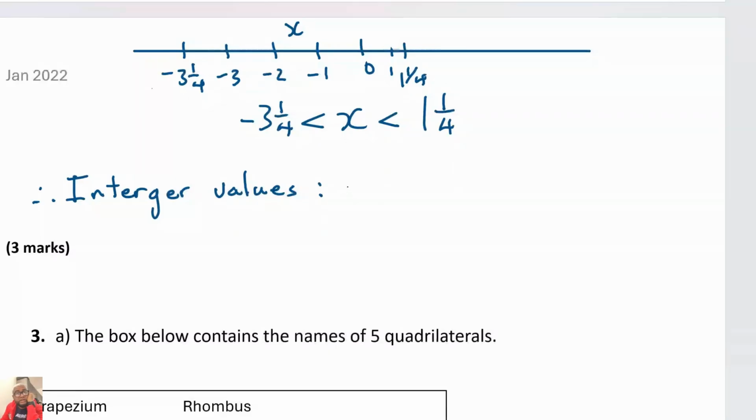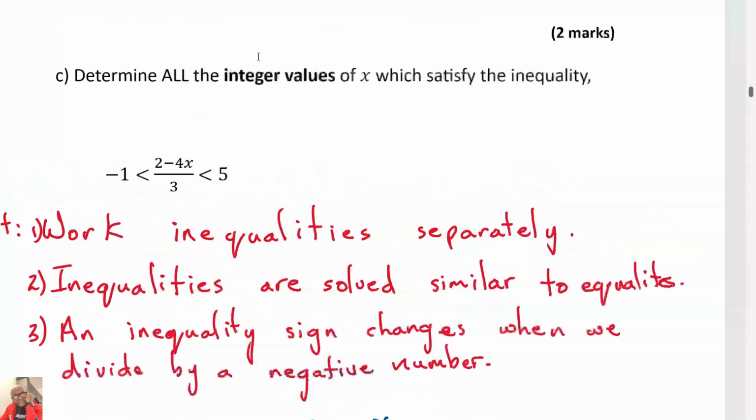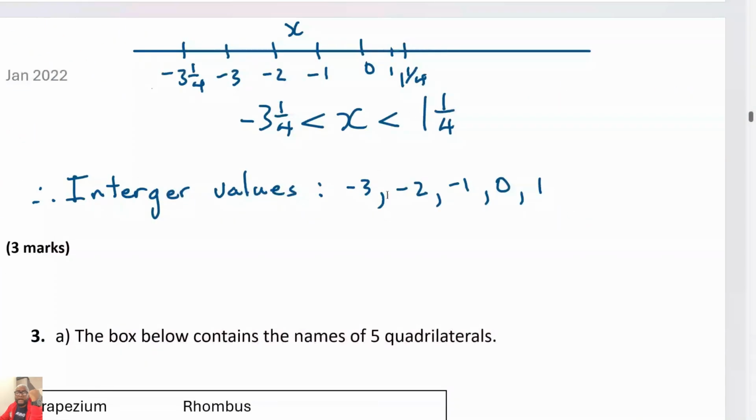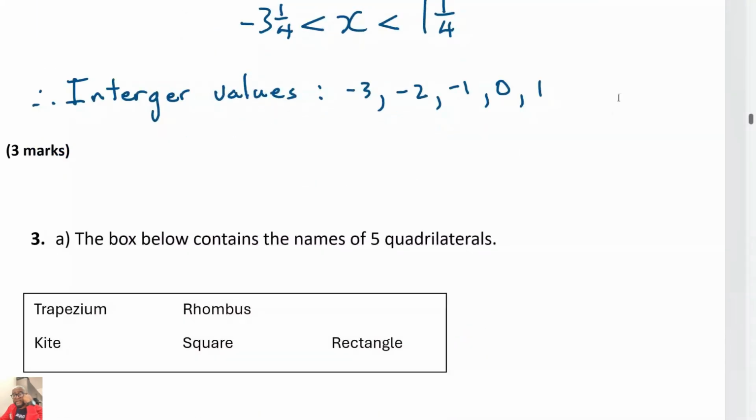Call them out. Let me start with negative 3. Negative 3, negative 2, then negative 1, then 0, then 1. Right? They didn't say set, they just ask you to write it down. Determine all that satisfy the inequality. These are all the integer values that satisfy the inequality above, right?